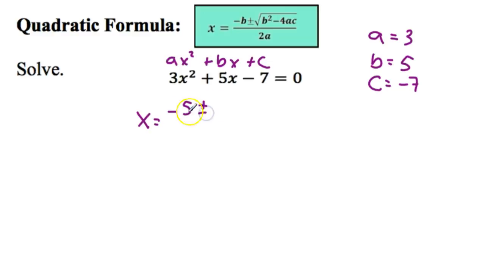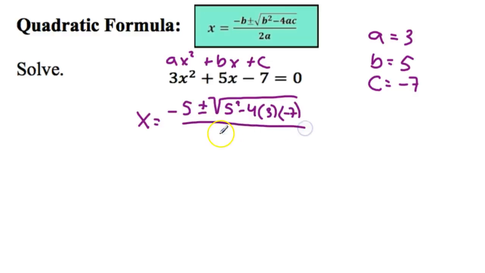Plus or minus, we did that in the last section, the square root of b squared, right? So there's a b, that's 5. 5 squared minus 4ac. Okay, a is 3, c is negative 7. I put those in parentheses. A is 3. C is negative 7. And it's all divided, like the song, all over 2a. And a is 3.